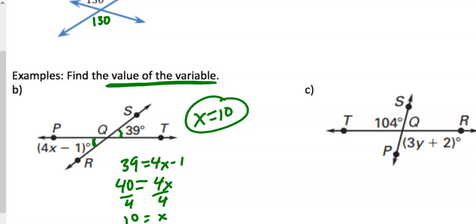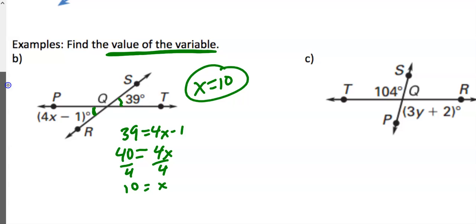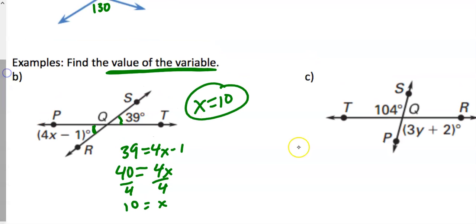Okay. All right, I would actually like you to try number C. Pause the video, see what you come up with. Again, we've got two intersecting lines here, so are we talking about supplementary angles that add up to 180, or are we talking about vertical angles that are congruent? And set up your equation from there and solve for x.